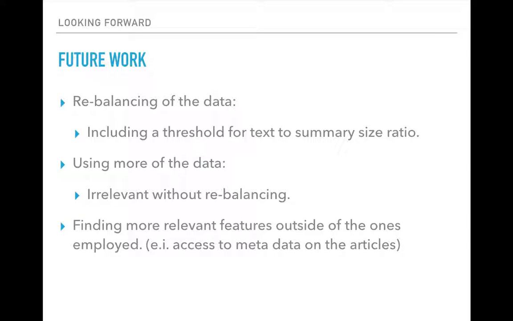Additionally, we could use more of the data after rebalancing it in order to get better results, which we think would be possible. And ultimately, we think the most helpful thing would be to find more relevant features outside the ones that we used. For example, access to the title of the articles would be useful towards determining similarity between a sentence and the title, which is across most literature a very relevant feature for every sentence. Thank you very much for listening.